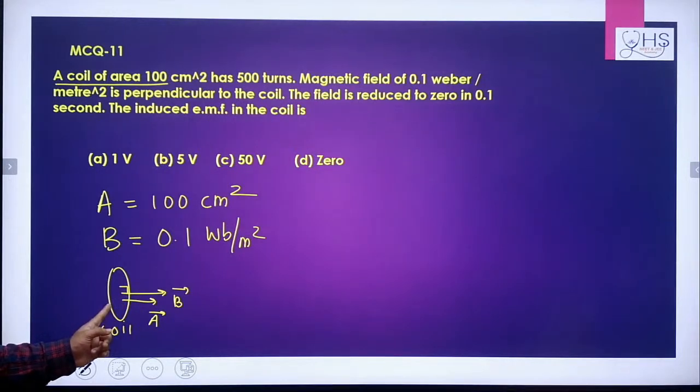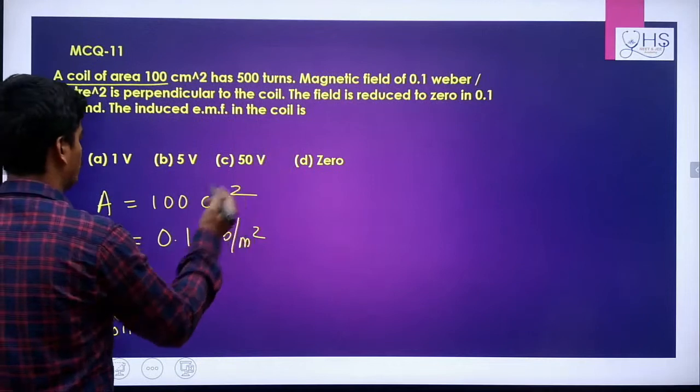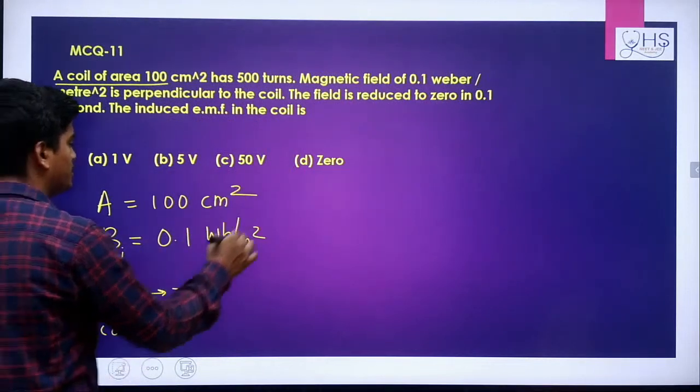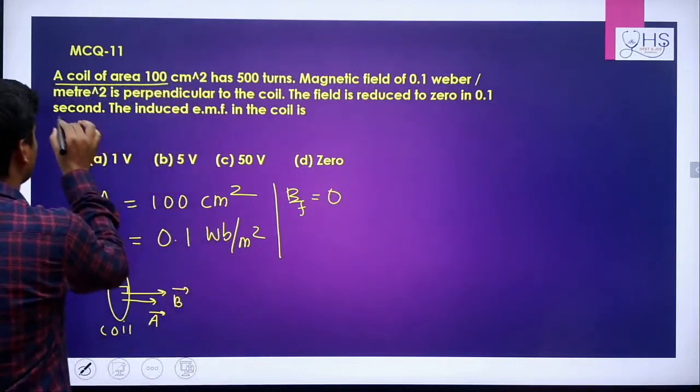Because the area vector is always perpendicular to the surface, B and A are both in the same direction. Definitely there will be some flux. Now the field is reduced to 0. So if this is the initial field, what is the final field? Now it is reduced to 0 in 0.1 second.